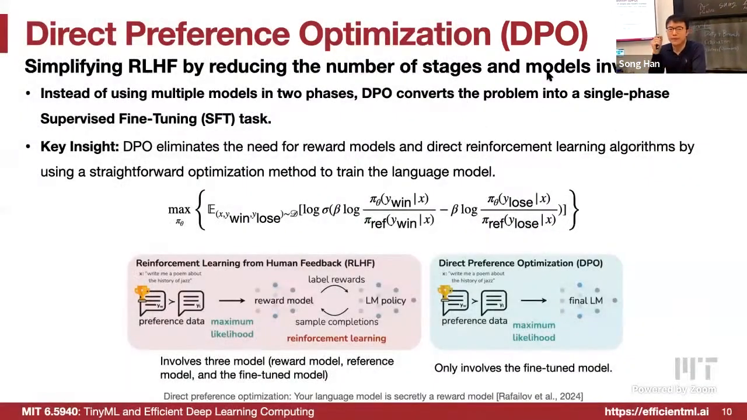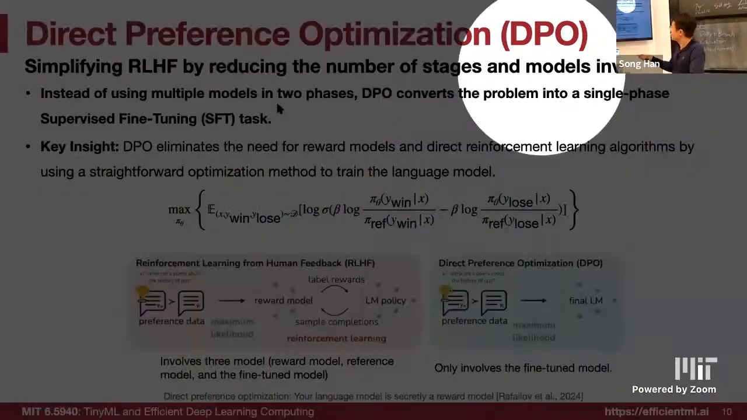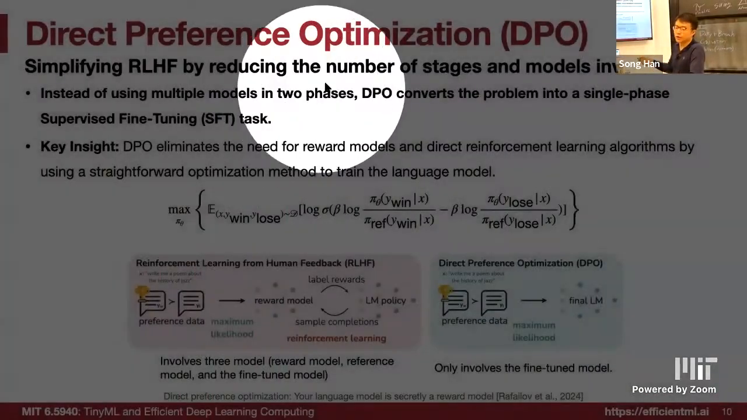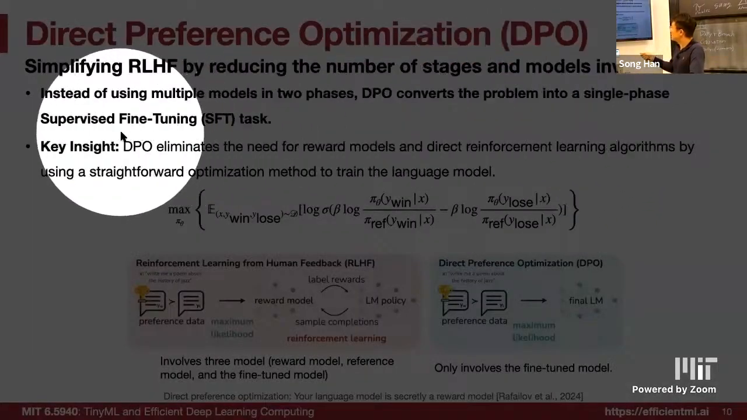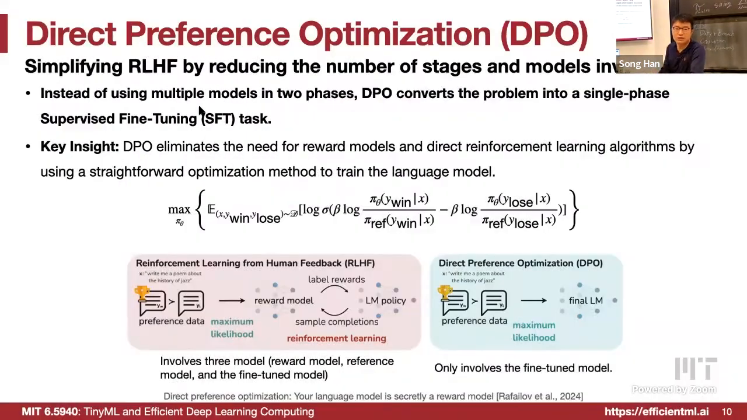Instead of using a reference model, a reward model, and the model under training with two phases, where previously we needed to first train this reward model before we could update our large language model, DPO converts the problem into a single-phase SFT task. SFT is pretty simple. We can use a very simple loss rather than two loss terms.